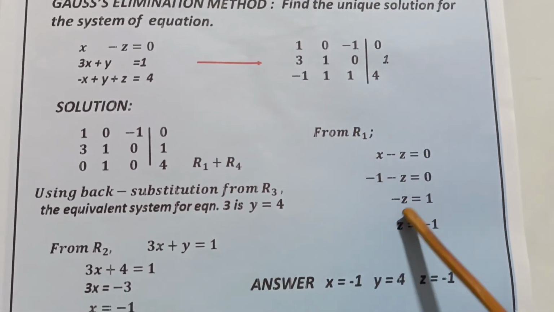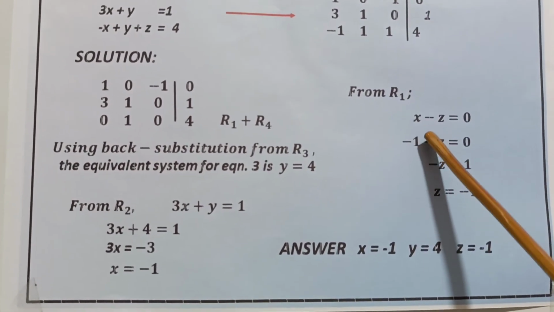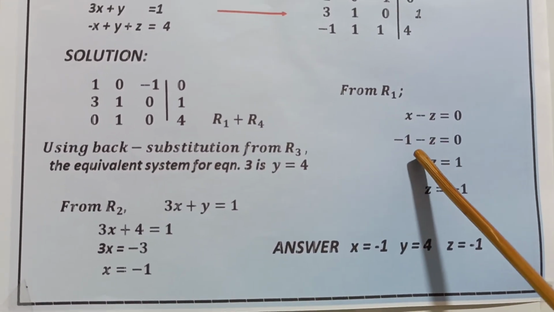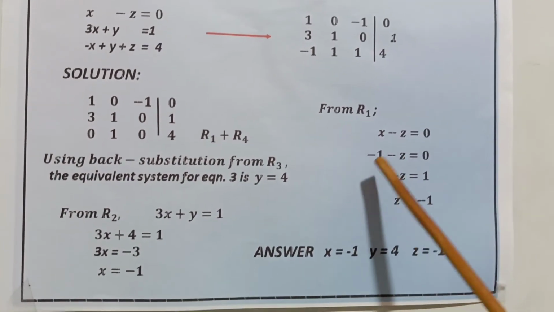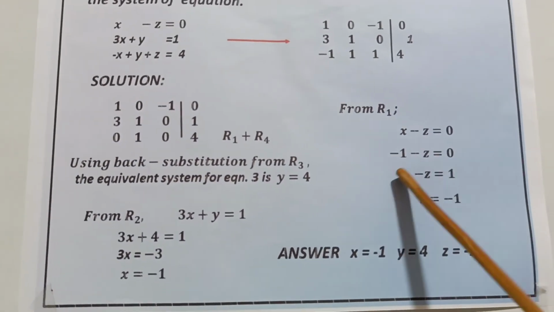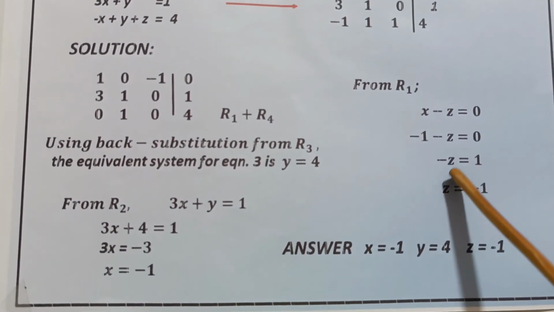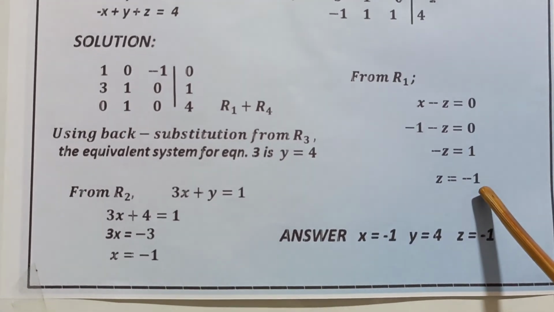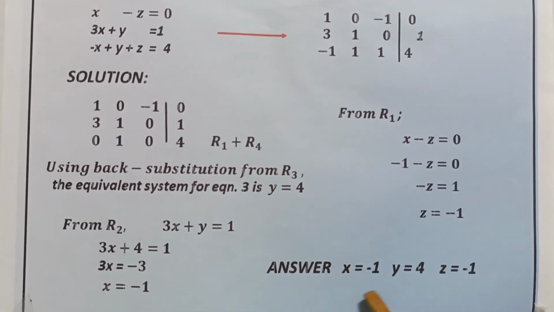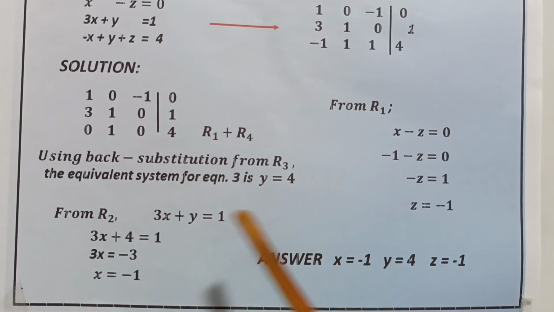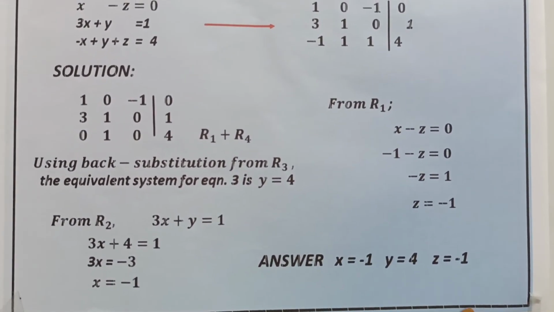From row 1, we have x minus z is equal to 0. And knowing x is equal to negative 1, negative 1 minus z is equal to 0, we add 1 to both sides of the equation. We have here negative z is equal to 1. So z will now be equal to negative 1. So we now have all the values for the 3 variables. X is equal to negative 1, y is equal to 4, and z is equal to negative 1.